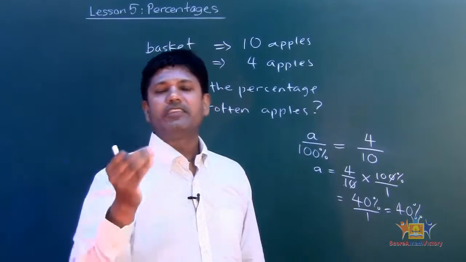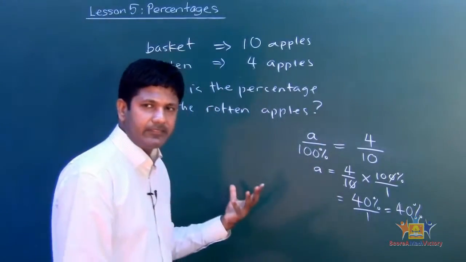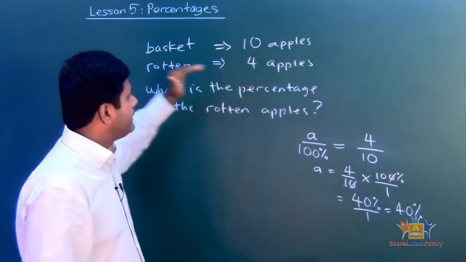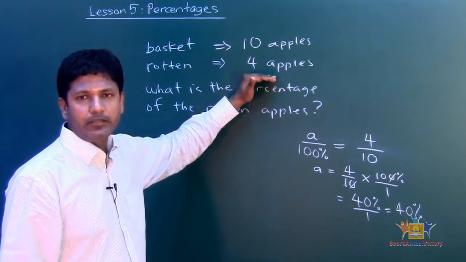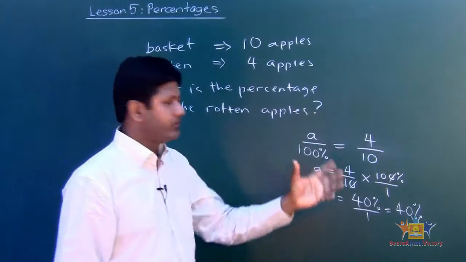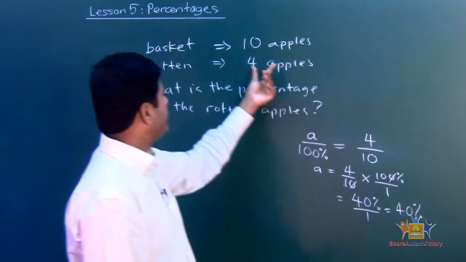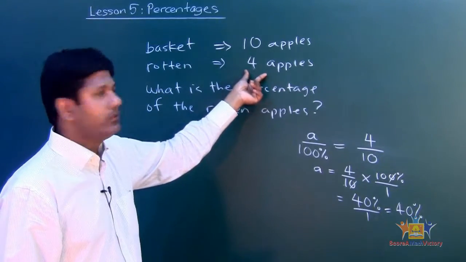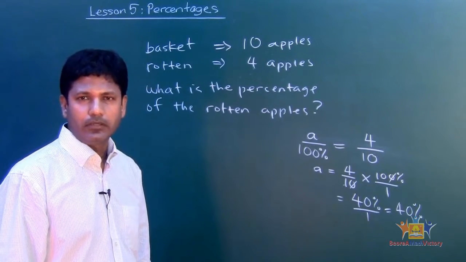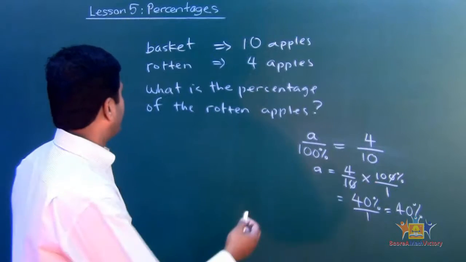If I told you the percentage, what is the number of apples that were rotten? But in this case, I gave you the total apples in the basket and the number of apples that were rotten. And I want you to tell me what is the percentage of apples that were rotten. So in this case it is 40%, which is the 4 apples out of the 10 apples that were rotten. All right? Okay, good. So in other words, I could have written it this way.